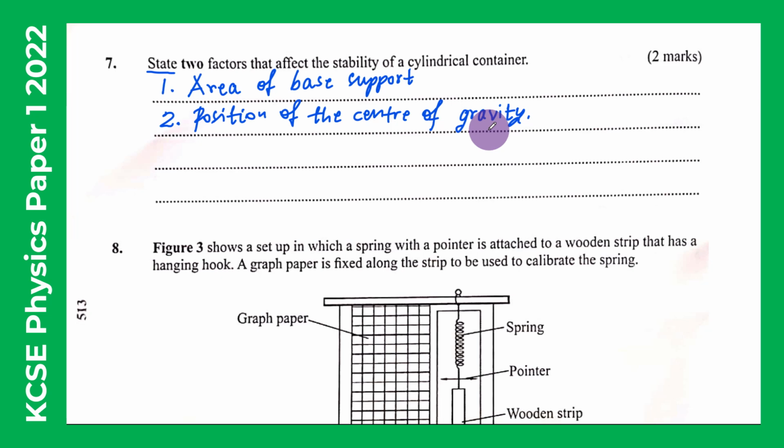Then the explanation will be: the lower the center of gravity, the higher the stability, because again, you can tilt it through a large angle before it topples over.